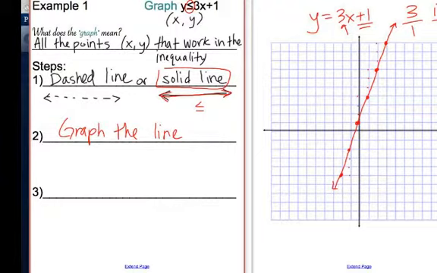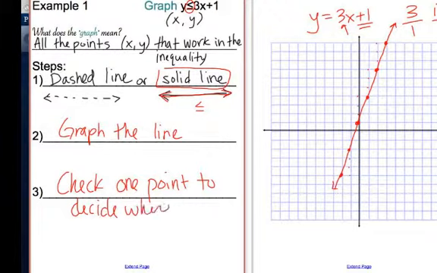But I also need to figure out if there are more solutions. So once again, just like with graphing inequalities, we check one point to decide where to shade. So I'm going to check one point. Once again, the best point to check, my favorite, is 0, 0. It could be any point in the graph.